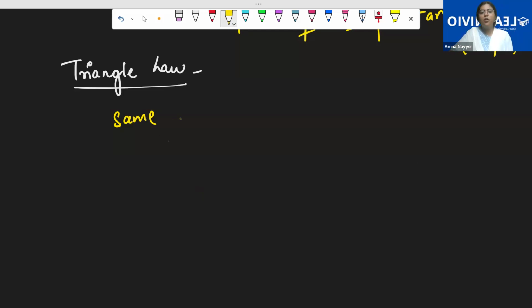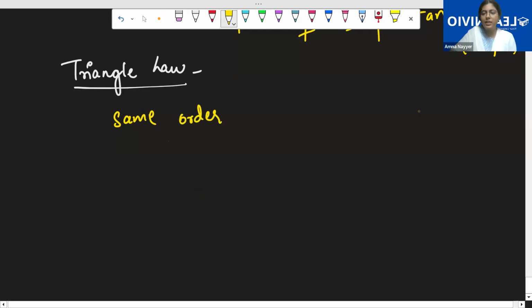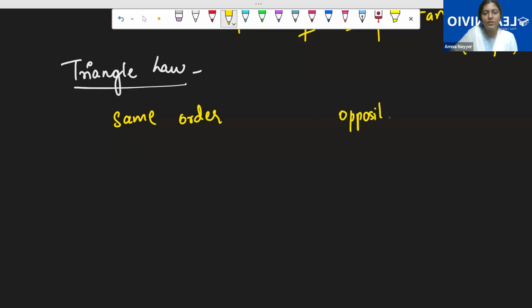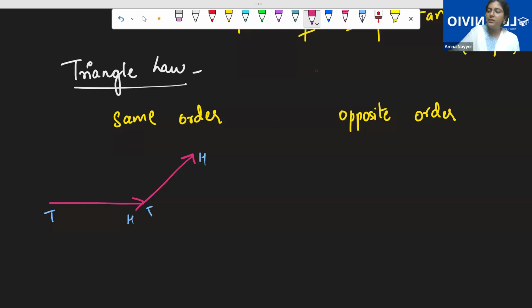Okay, so same order and opposite order we have done. Now, same order means when two vectors, this is the tail, this is the head, coincides with the other's tail and head. See, this is the tail, this is the head. This is the tail, this is the head. Now, opposite order means that if the head and head are coinciding.